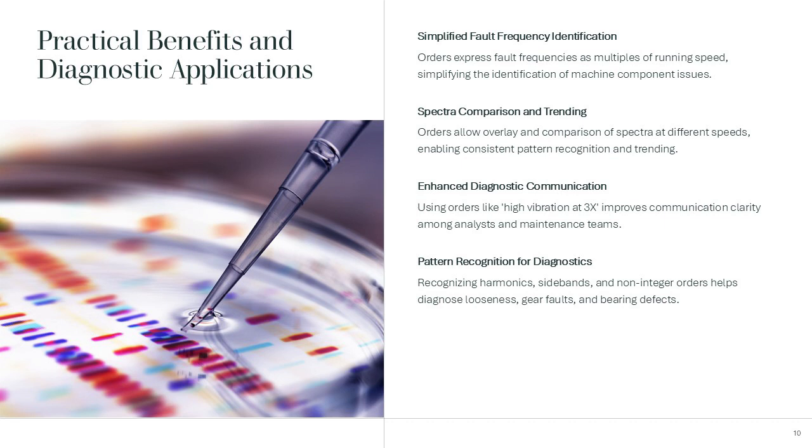Orders also enable analysts to overlay and compare spectra collected at different speeds, ensuring that patterns remain consistent despite operational variations. This capability is invaluable for trending, as it allows long-term monitoring of specific orders without the confusion caused by shifting frequency values. Additionally, orders facilitate clearer communication among analysts and maintenance personnel, as referencing high vibration at 3x or 3 orders is more intuitive than quoting absolute frequencies.